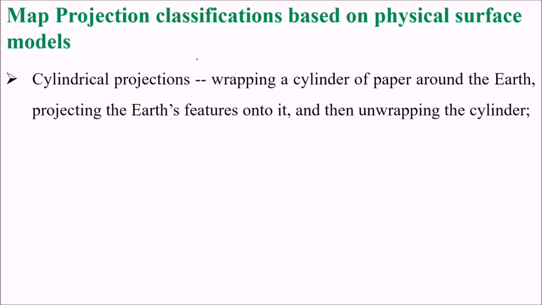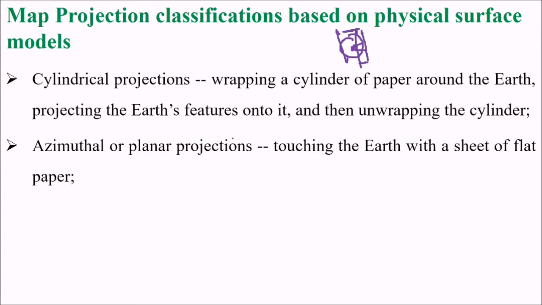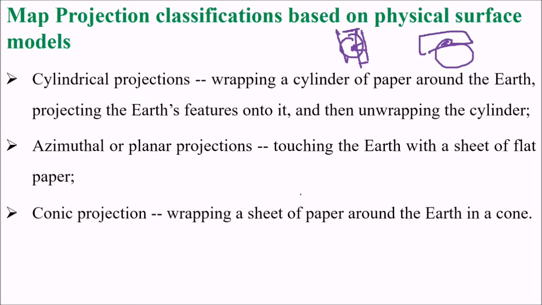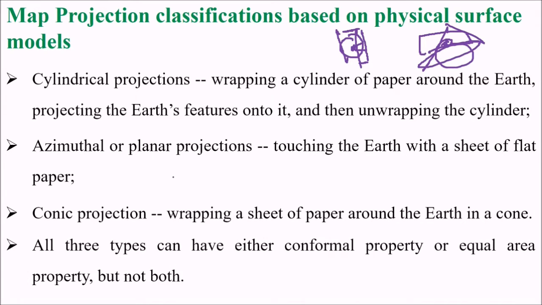Cylindrical projection is like wrapping a cylinder of paper around the Earth, projecting the Earth's features onto it with an imaginary light in between, and then unwrapping the cylinder. Azimuthal or planar projection is touching the Earth with a sheet of flat paper. Conic projection is wrapping a sheet of paper around the Earth as a cone. All 3 types can have either a conformal property or an equal area property.